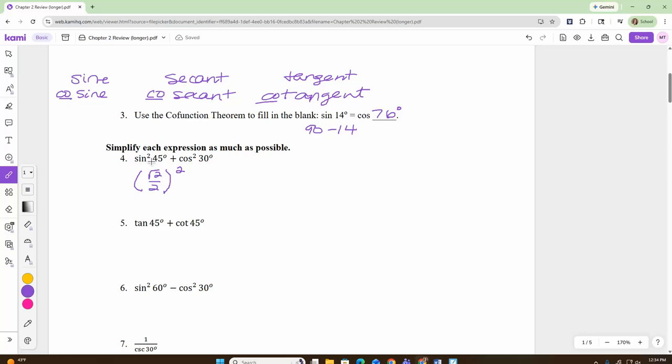Okay, plus the cosine of 30 squared. So 30 degrees, cosine's the square root of the bottom over 2, so radical 3 over 2. So if I square, the square root of 2 squared is 2 over 4. Square root of 3 squared would be 3 over 4. So you get 5 over 4.